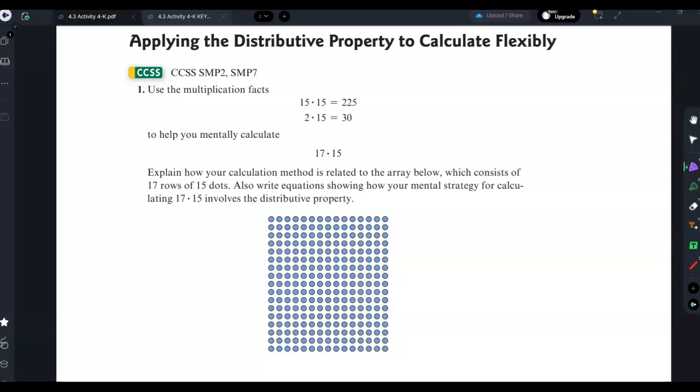So if we're trying to do 17 times 15, we would maybe like a mental math strategy, a strategy that we could do in our head or with very little actual written down work. And so let's suppose that we already know that 15 times 15 equals 225 and 2 times 15 equals 30, right? So 2 times 15 equals 30 is not a hard one. Most people probably know that. 15 times 15, a lot of people have their perfect squares memorized. So if you do, that can make mental math really nice.